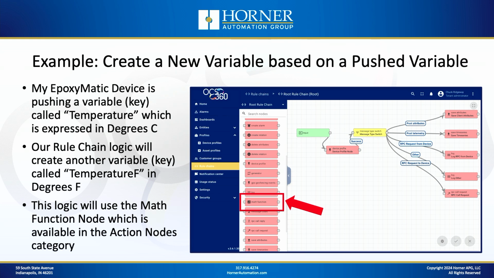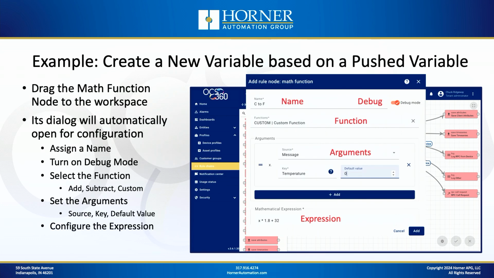Now, to create this particular function, in other words, to create this new variable that is a converted version of another variable, we're going to use the math function node, which we can find in the action nodes category. So that's what we're going to use for that. And on the screen, all you see still is the root node chain without any changes made. Okay, so when we click on the math function node, automatically its dialog box pulls up, and then we can start configuring it. Okay, we need to assign a name to this node. I called this one on the screen C to F, because that's basically what it's doing.